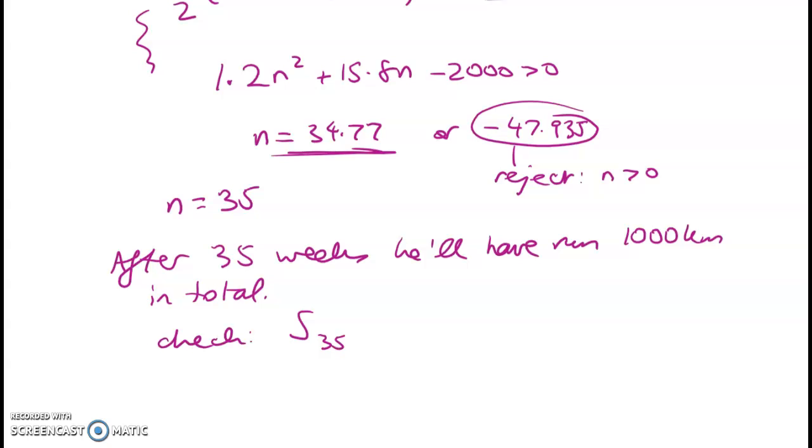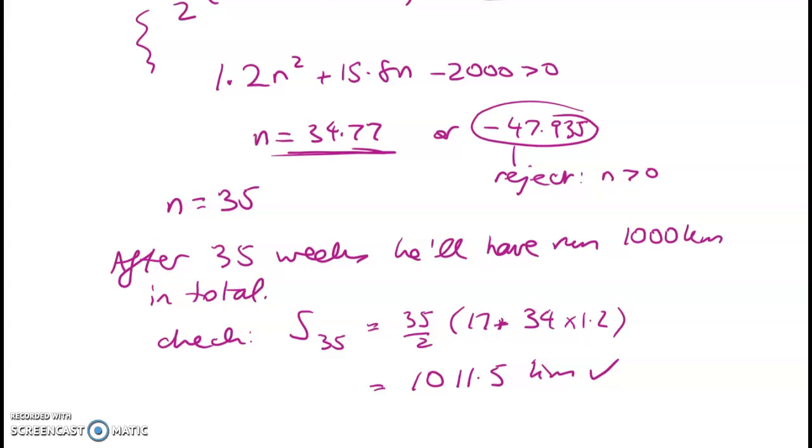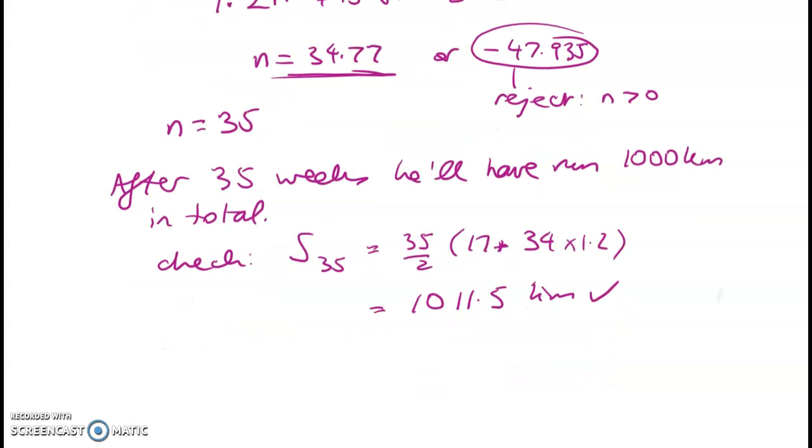working that through. So what do we get? We get 35 over 2 times 17 plus 34 times 1.2, and that gave me 1,011.5 kilometres. So that's good. So you can always check these back when you've done these tricky ones and make sure that you're on the right side of the value you're getting from your formula.